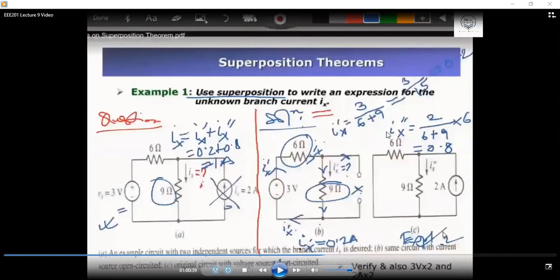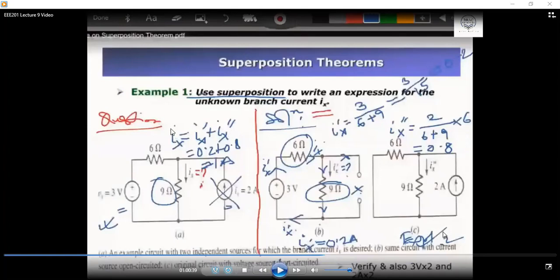So Ix double prime equals 2, that is the total current, 2 ampere divided by 6 plus 9, that is R1 plus R2, into the opposite resistance. The opposite resistance is 6, because you are finding this current, so the opposite resistance is 6. The total calculation gives you 0.8. So Ix double prime is 0.8, and Ix prime is 0.2. So total Ix will be what? Ix is Ix prime plus Ix double prime.